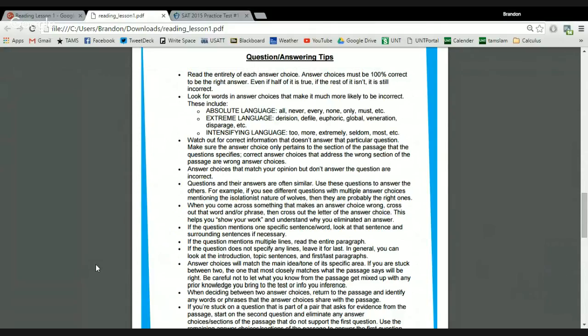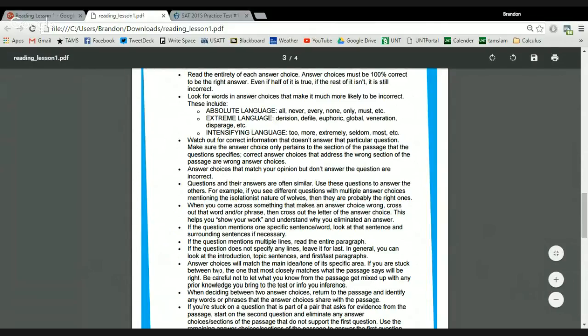If the question does not specify any lines, then you should leave it for last. These questions usually are main idea questions and other context-based questions that aren't specifically intended to be answered from particular lines. So answer choices will match the main idea and tone of the specific area. If you're stuck between two, the one that most closely matches what the passage says will be right.